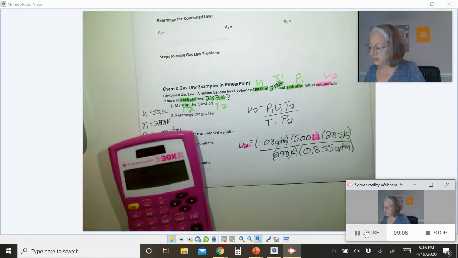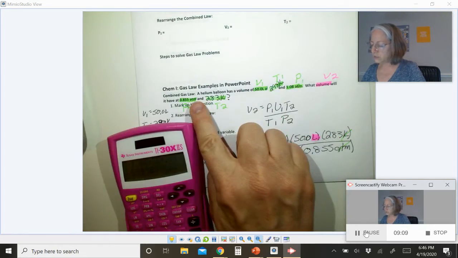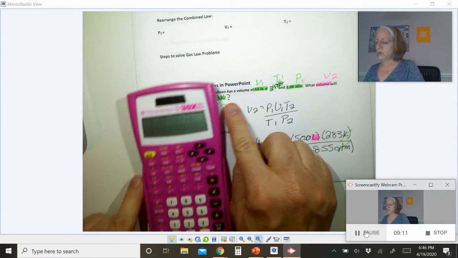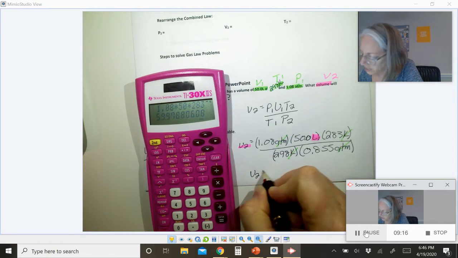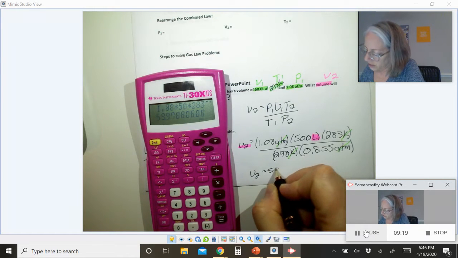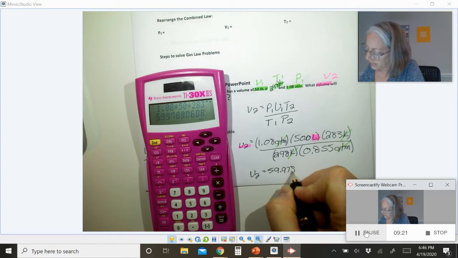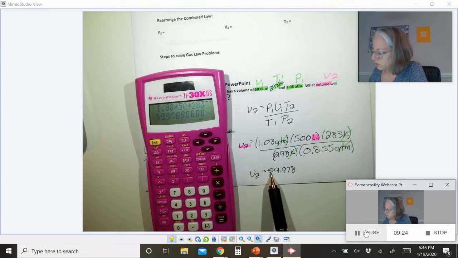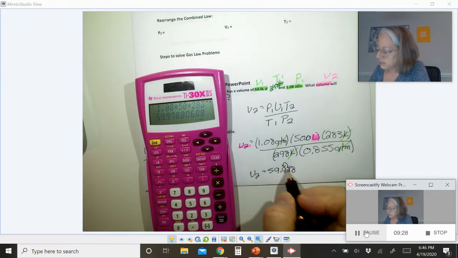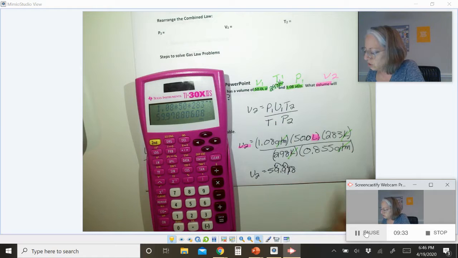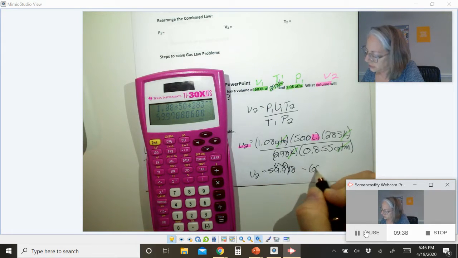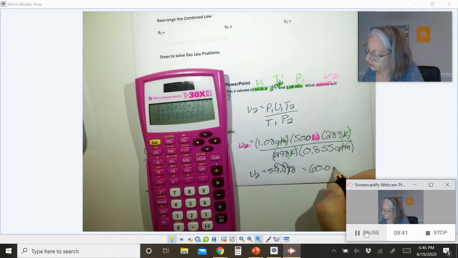Now when we look at sig figs, we have 3 digits everywhere in the question, so we're going to use 3 digits in our answer. And the calculator has 59.978. We only need 3 digits, 1, 2, 3. So we're going to drop the 7, round up the 9, the 9 rounds up the 9, and that makes it 60.0 liters.